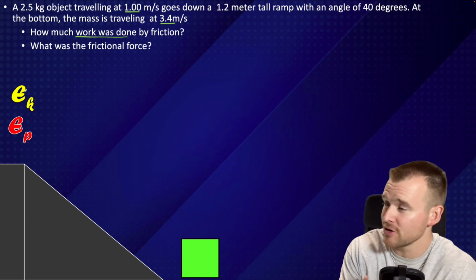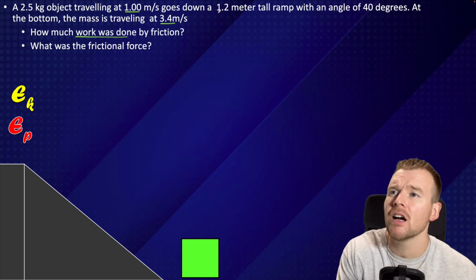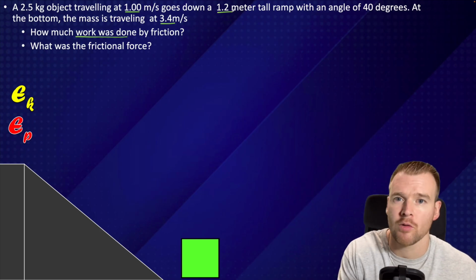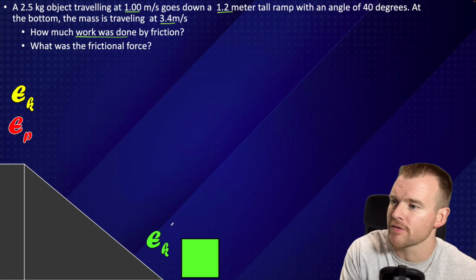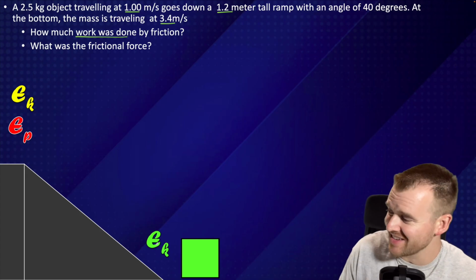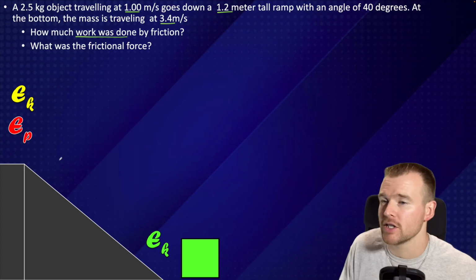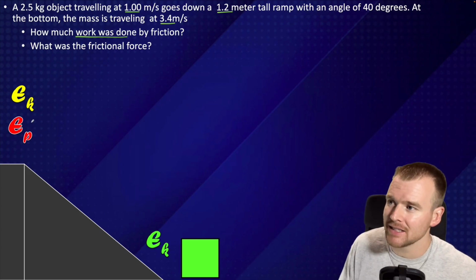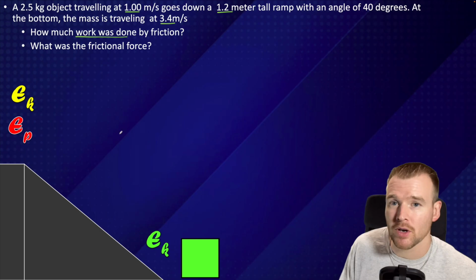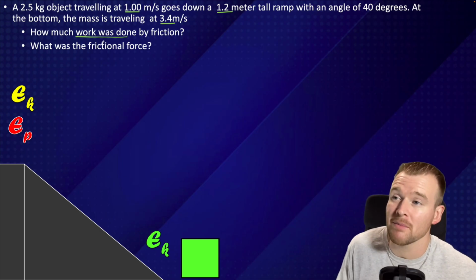We also have potential energy at the start because it's up high on a 1.2 meter tall ramp. Okay, that's our energy off the start. At the end, all we have is kinetic energy because we're at the bottom of the ramp. Consider there no potential energy. And in that slide, I said not all the start is going to be equal to all the end because we're looking for the work done by friction.